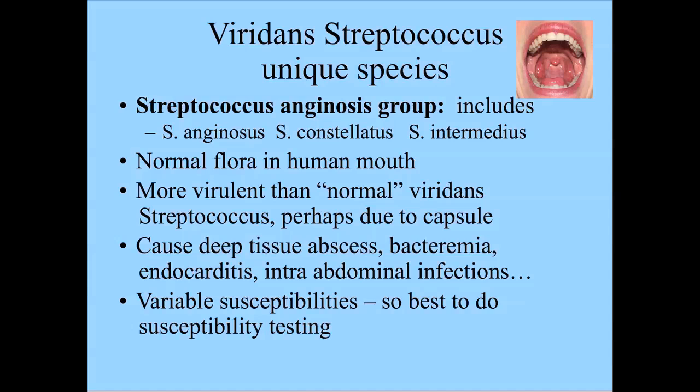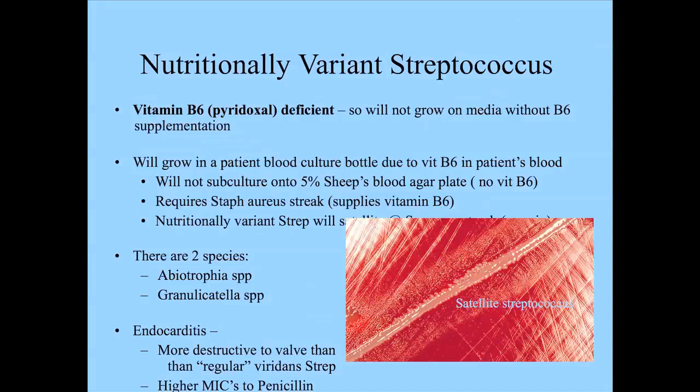On occasion, these species can also be microaerophilic, which we talked about with our beginning definitions. These organisms sometimes will not grow in an aerobic atmosphere and do require incubation in the CO2 incubator to be able to grow. The next slide is about the nutritionally variant strep.